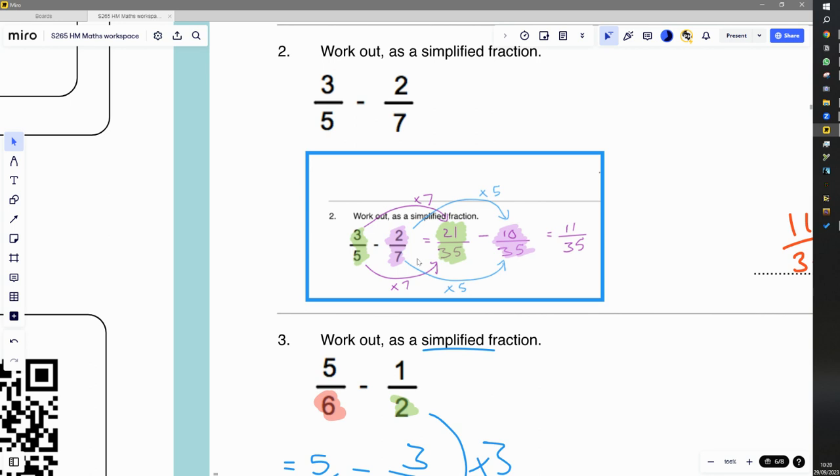So now what I do is I make that the new denominator for both fractions. I ask the same question: what did I multiply the 5 by to get to 35? Multiply it by 7, because that's how I got the 35 in the first place. So I multiply the top number by 7, and I repeat the same process with the second fraction.